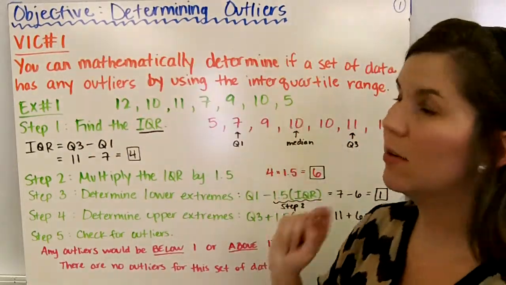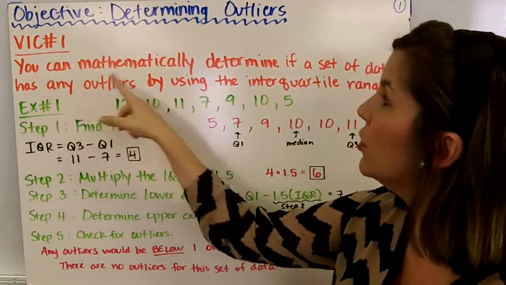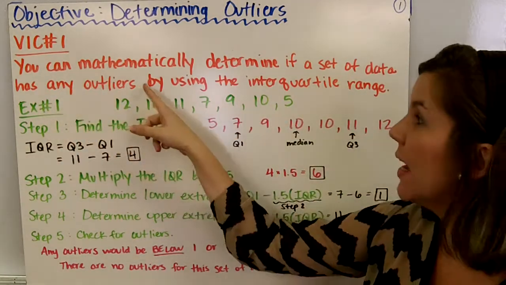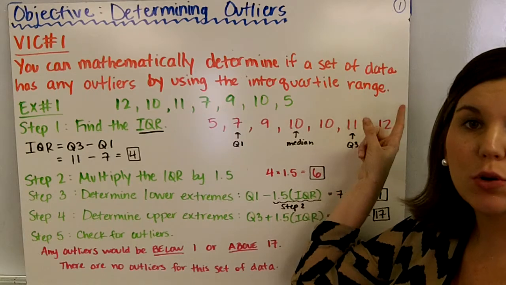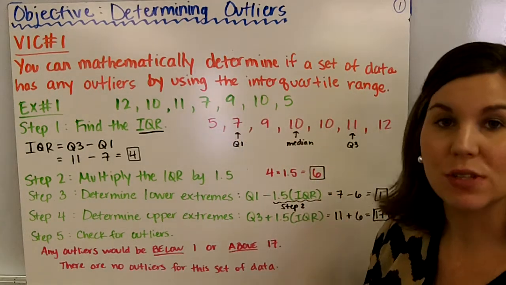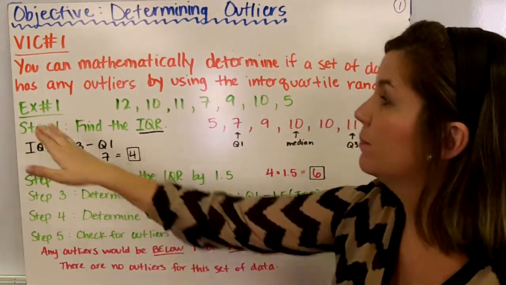Objective: determining outliers. Video number 1. You can mathematically determine if a set of data has any outliers by using the interquartile range. And remember, we abbreviate interquartile range using the letters IQR.